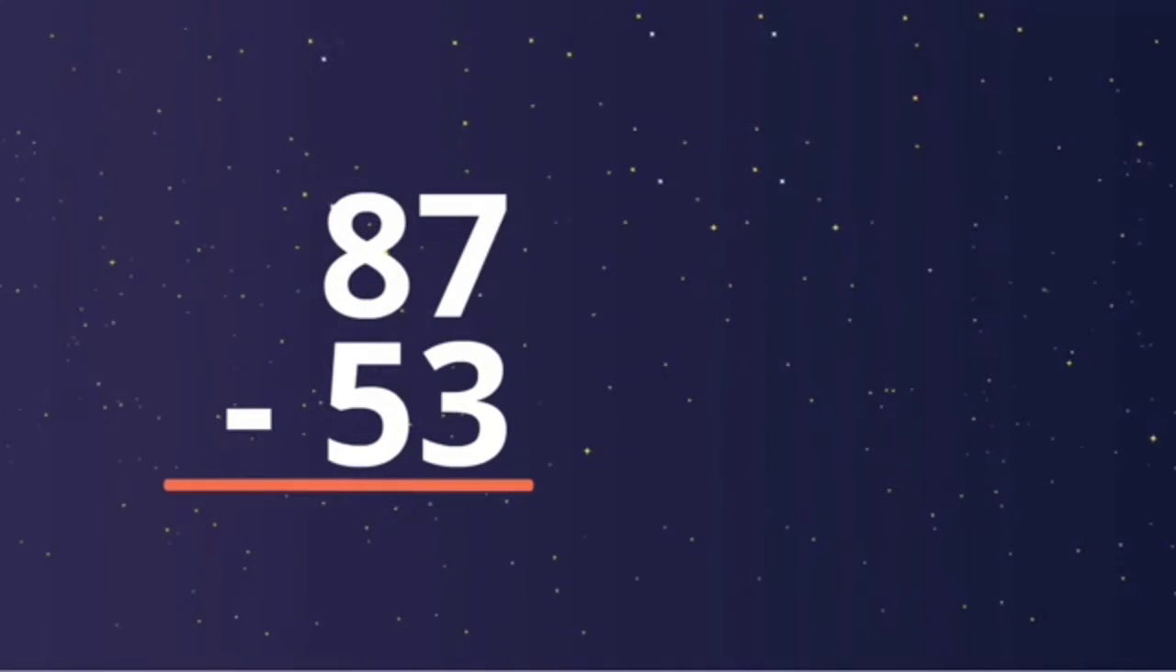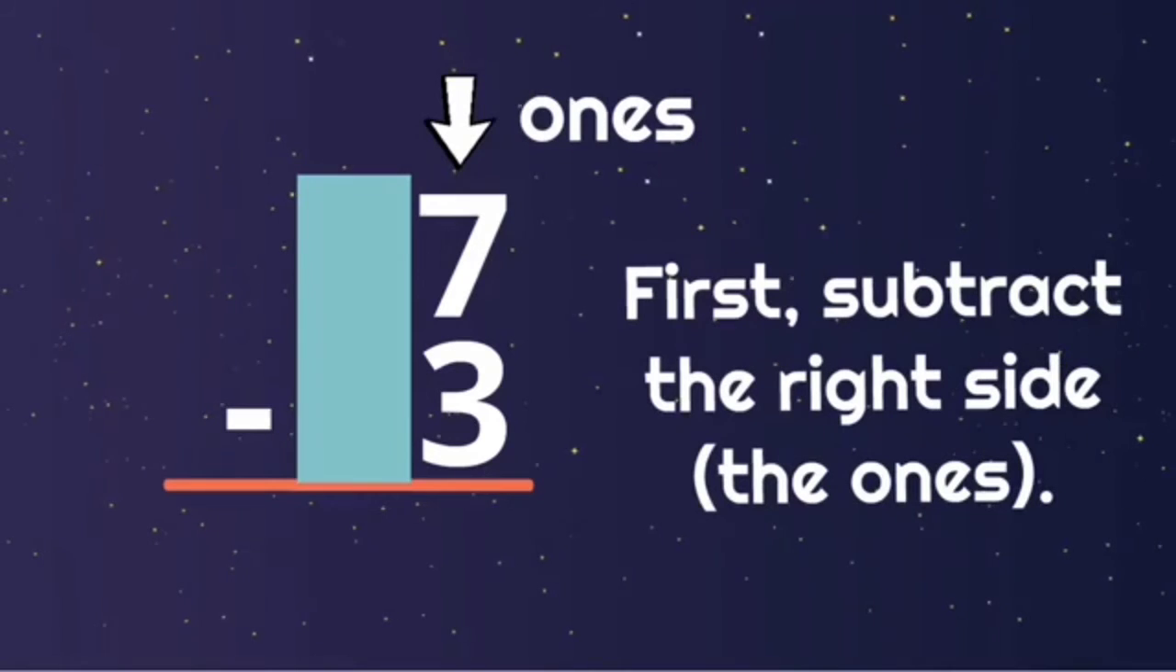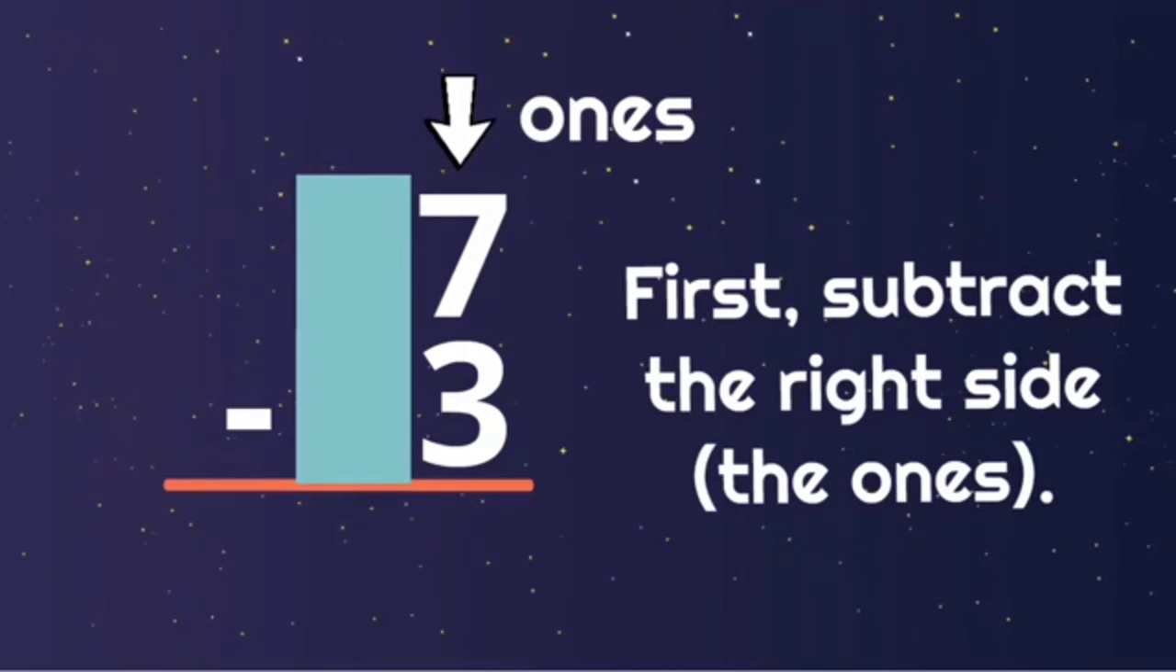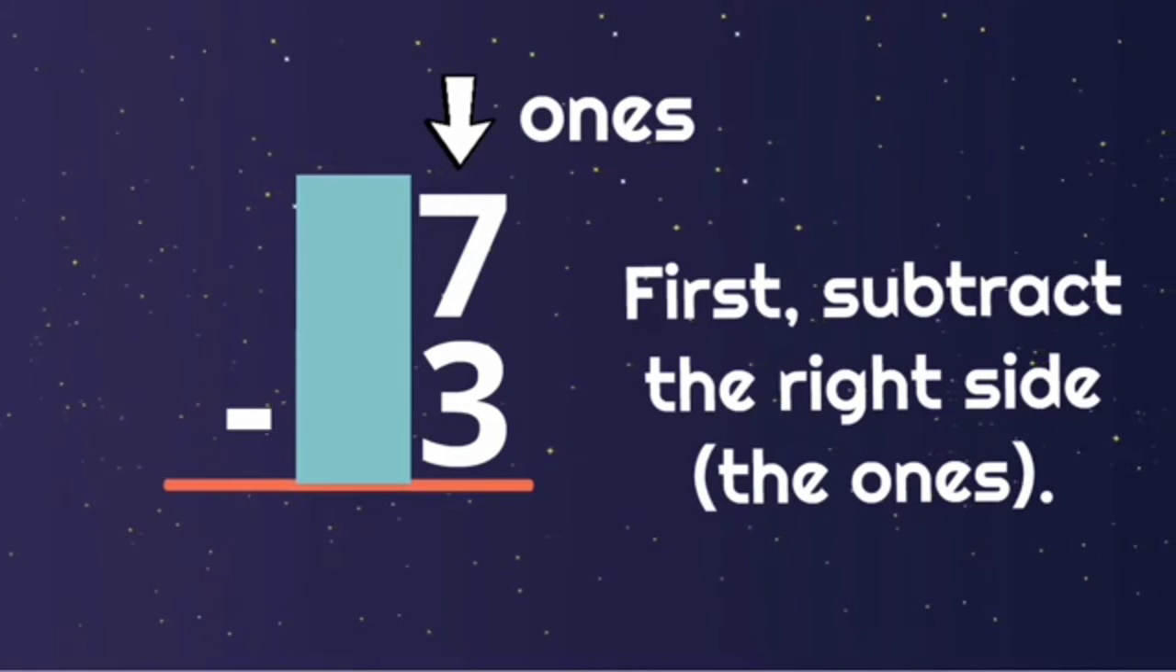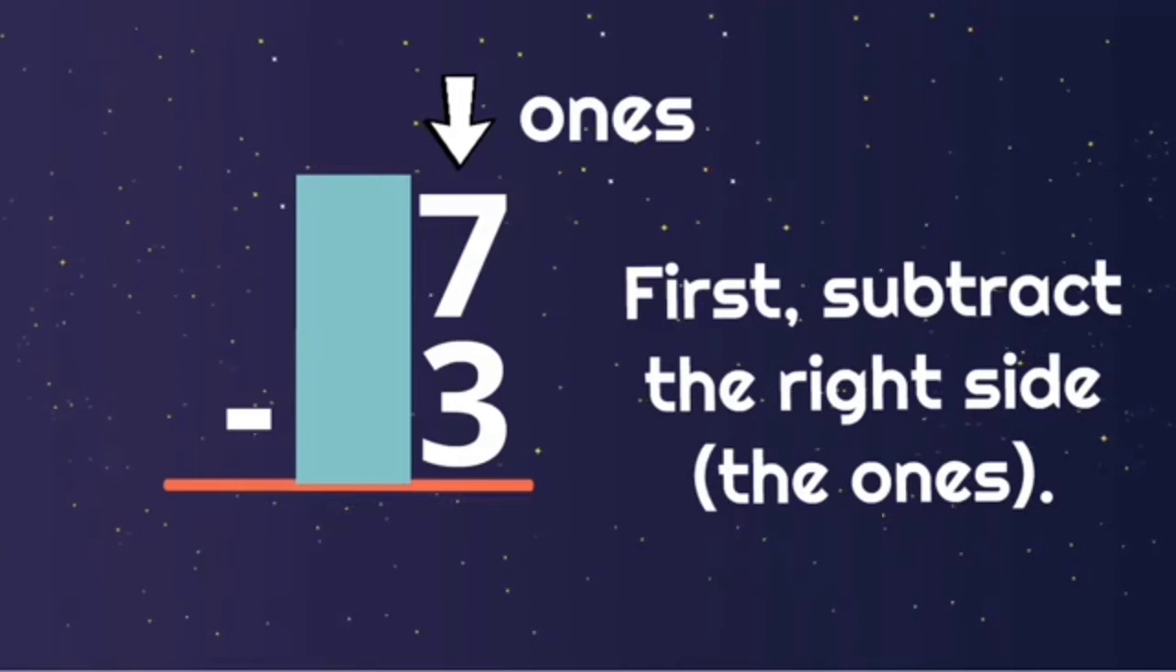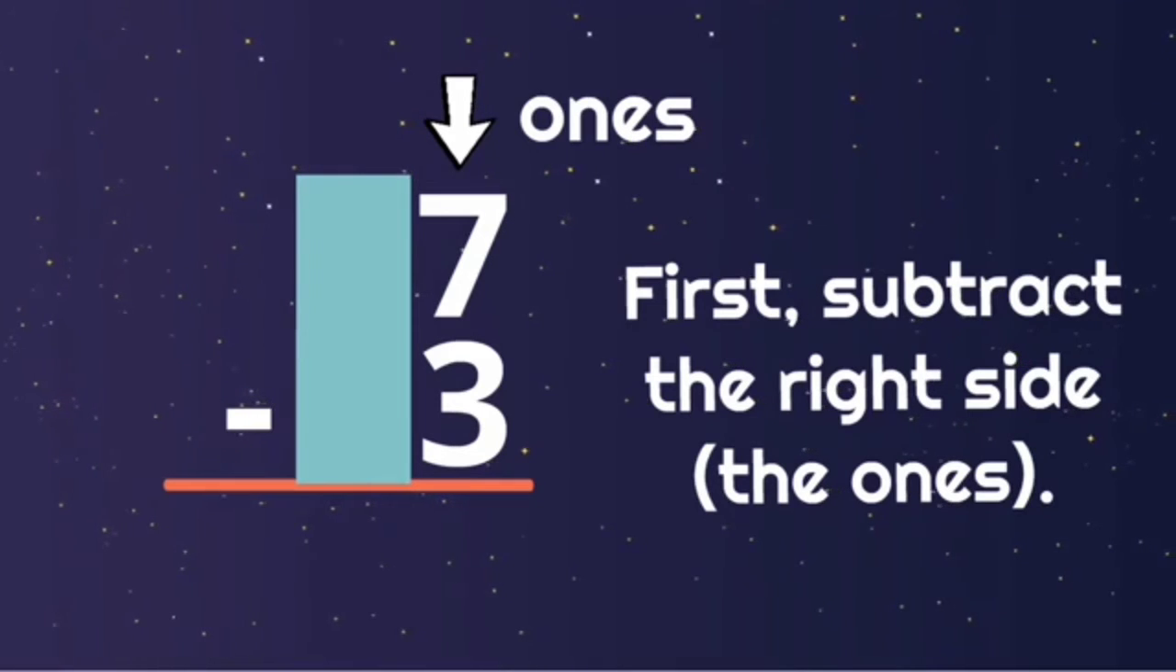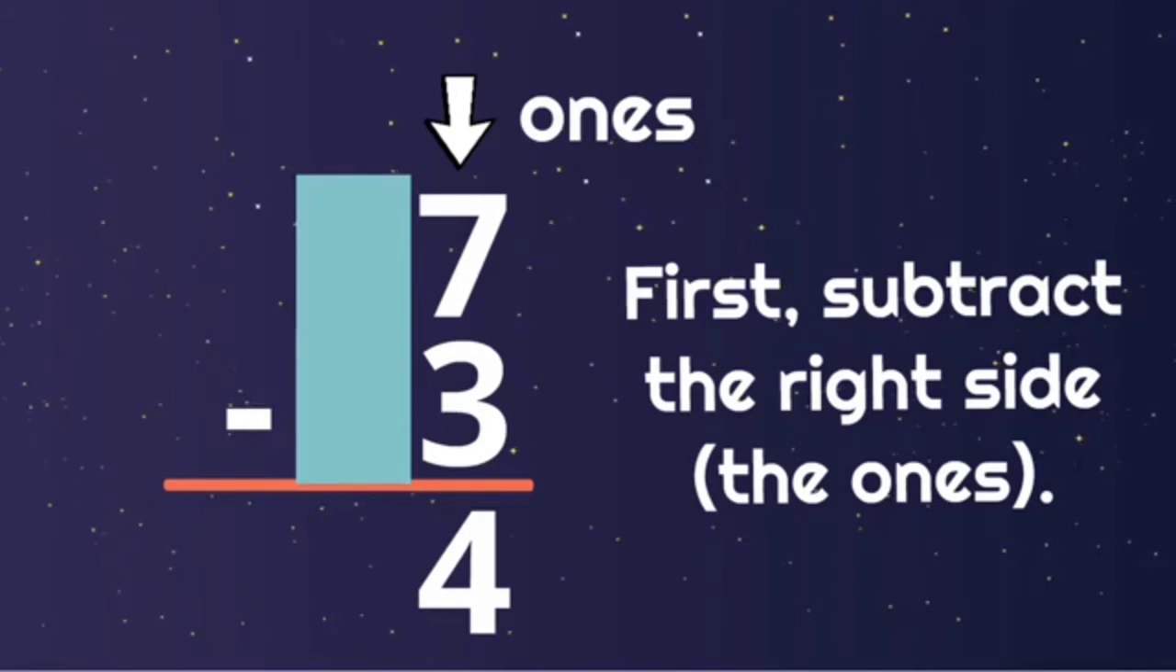This should be fun. First, subtract the right side, the ones. What is 7 minus 3? Yes, 4. So we will write 4 under the ones. Simple.